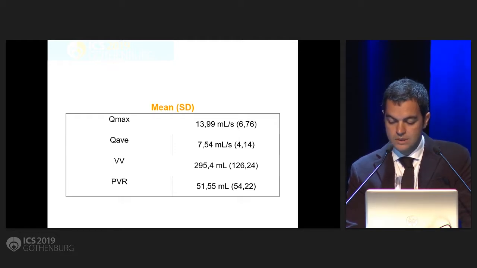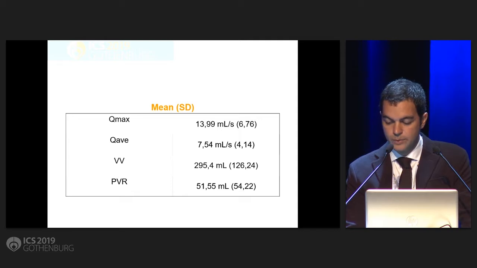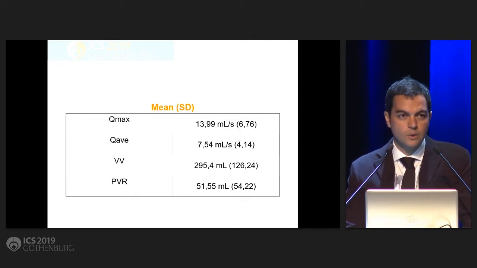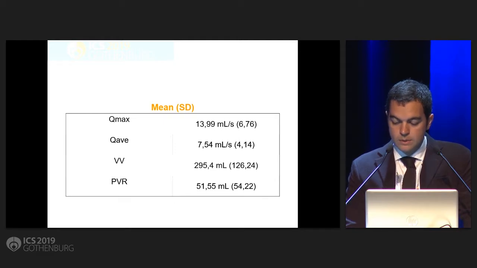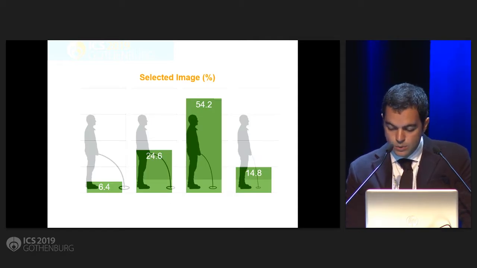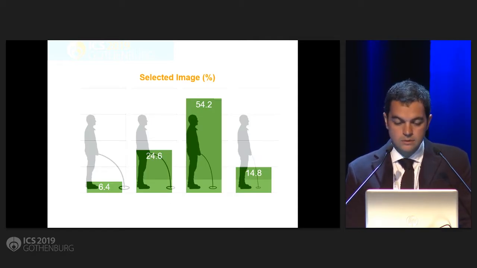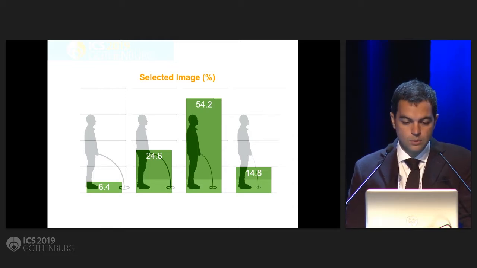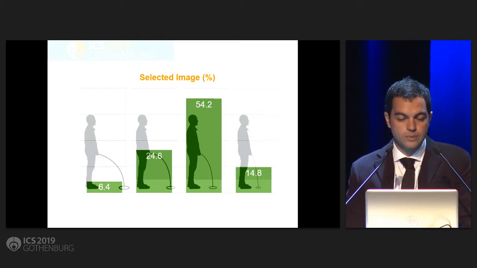Arc-shaped pattern was the most commonly found, with 45%, followed by the flattened one in 31%. All patients were able to complete the questionnaire by choosing a representative image without help. Distribution of selected image was as follows: 6.4% for image 1, 24.6% for image 2, 54.2% for image 3, and 14.8% for image 4.